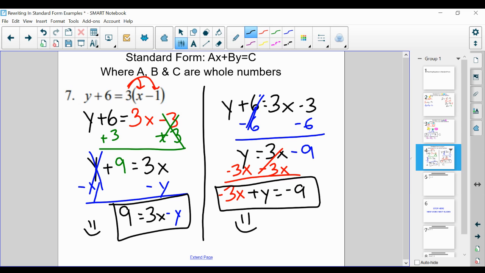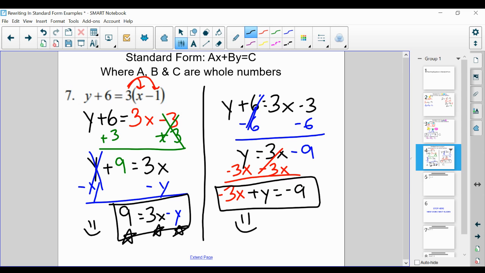Negative 3x times negative 1 is positive 3x. Positive y times negative 1 is negative y. And negative 9 multiplied by negative 1 is positive 9. So we end up with the same answer at the very end if we were to continue one step further.